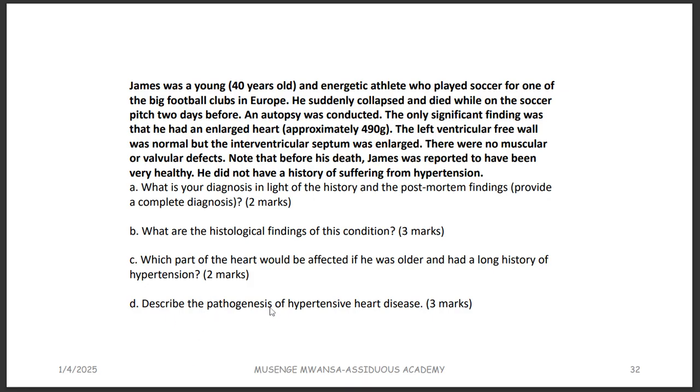Describe the pathogenesis of hypertensive heart disease. How can hypertension lead to heart disease? Not too complex. If someone is hypertensive, if you have got high blood pressure and it's chronic, it's been there for a long period of time, it's going to increase the resistance against which the heart must pump, right?